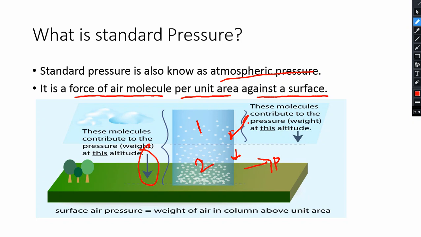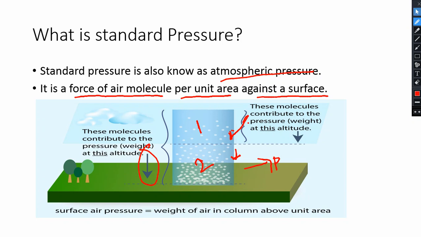With the help of this diagram we also know that when you go to a higher altitude, the atmospheric pressure will be lower compared to when you go to a lower altitude. In other words, above sea level, standard pressure is lower compared to areas at sea level. I hope you have understood it. Standard pressure is simply the pressure of air molecules, and that pressure is due to gravity.